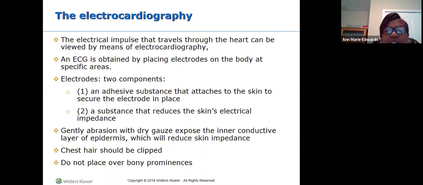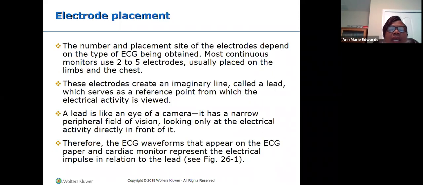So gentle abrasion with dry gauze exposes the inner conductive layer of the epidermis, which will reduce the skin's impedance, or the skin's blockage. Chest hair should be clipped, and do not place the electrodes over bony prominences because that will block the electrical conductivity. Electrode placement, continued.